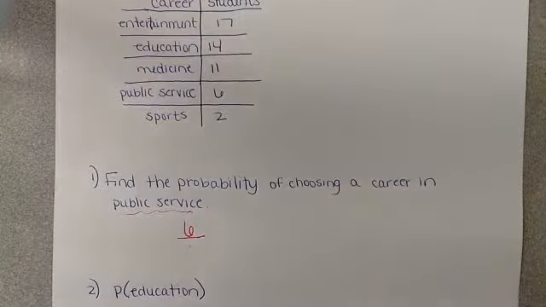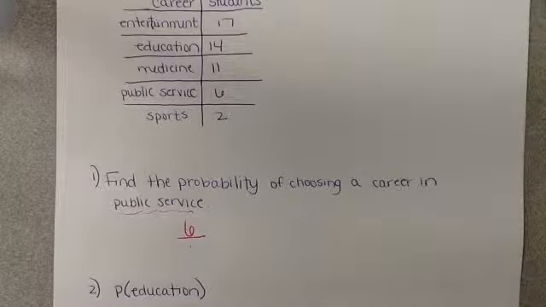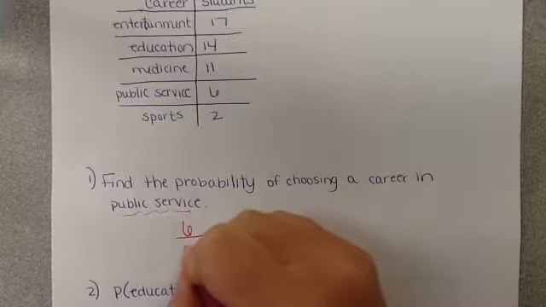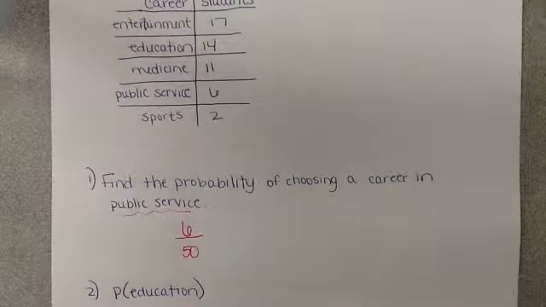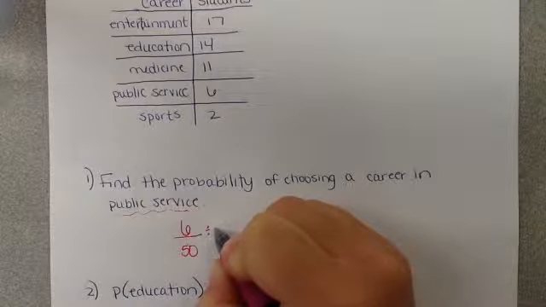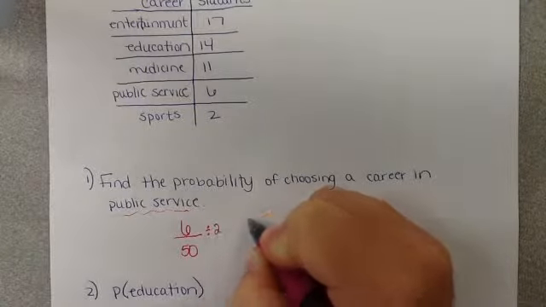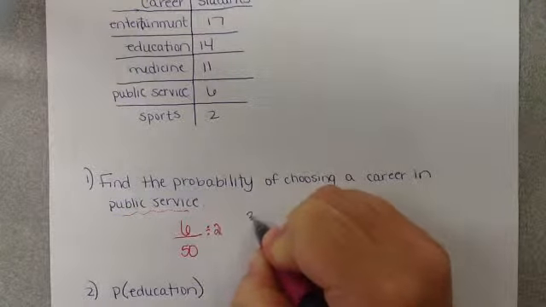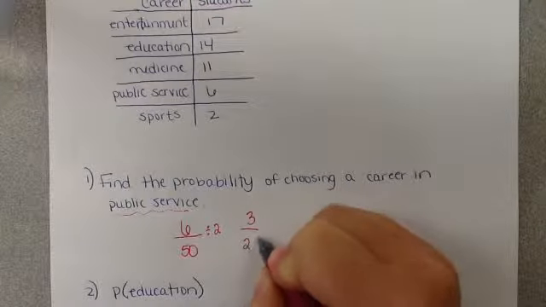Add these all up. Okay, so take a minute, add those up. Let's find our total. How many were in the survey total? All right, and how many total did we get? 50. So 6 out of 50 were public service. Now we need to do what with this fraction? Simplify. I can divide both of them by 2. And on top, 3 over 25.